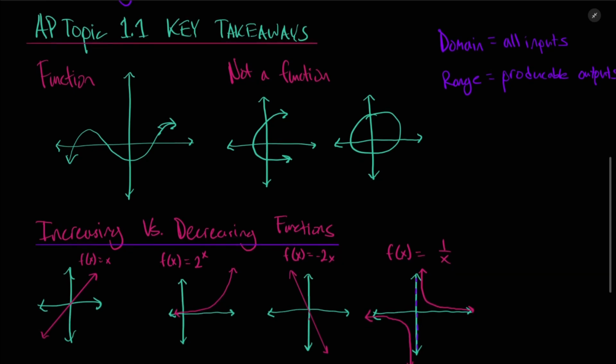Okay, so that's basically all you need to know for topic 1.1. Let's summarize this really quickly so you know what to take away. Function, and what's a function and what's not a function. A function needs to pass the vertical line test. That basically means if I take my pencil and draw a straight line on this paper, it can only cross the graph at one point. Every input can only have one output.